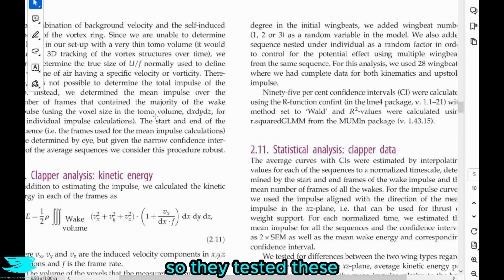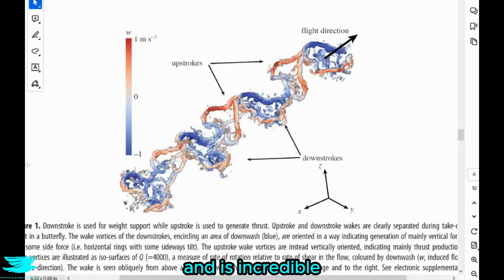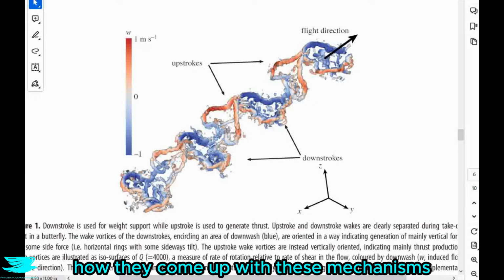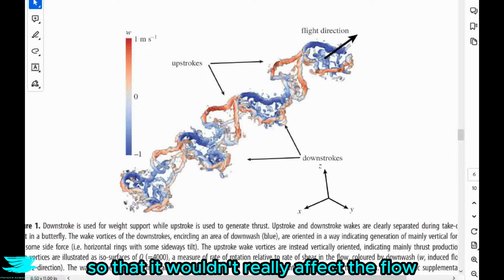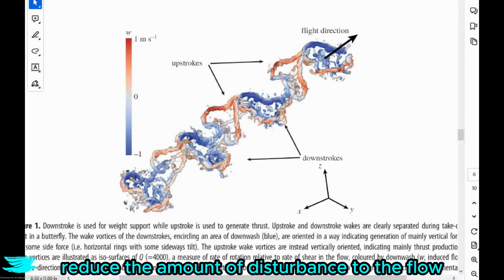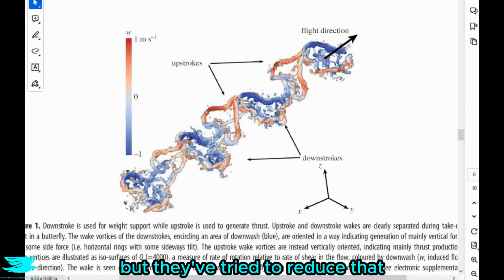So they tested these butterflies with 3D PIV in a wind tunnel. And it's incredible how you can always test animals in wind tunnels, how they come up with these mechanisms. So the way they did it here with these butterflies is that they had a small feeder in the wind tunnel, and this feeder was aligned so that it wouldn't really affect the flow, really reduce the amount of disturbance to the flow. There was a little bit of a disturbance, but they tried to reduce that.